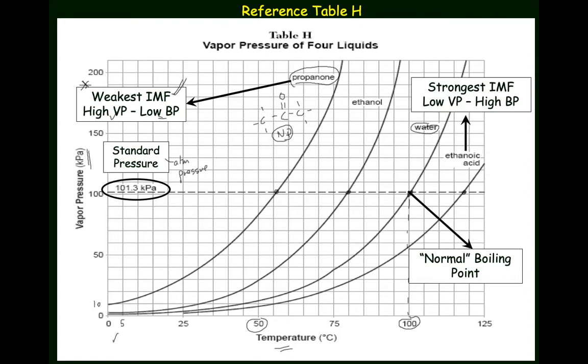On the other end of the spectrum would be ethanoic acid. Ethanoic acid is very, very polar, with a very polar end to it, and very asymmetrical. Asymmetrical means very strong forces, and strong forces would not produce a lot of vapor. If you don't have a lot of vapor, you don't have a lot of push against the atmosphere.